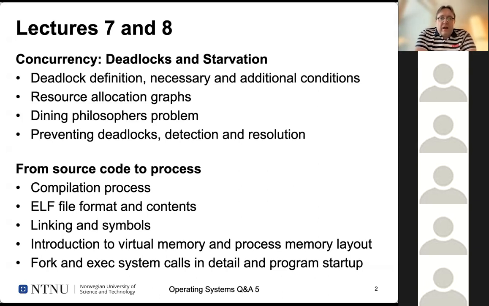So we looked at how we define a deadlock, what the necessary and additional conditions are for a deadlock to occur, and how we can model this inside of an operating system using resource allocation graphs. And then we looked at a classical problem, Dijkstra's dining philosophers problem, which is obviously just a nice example of things that would never happen in the real world. And then we talked about how to prevent deadlocks, and how to detect and possibly resolve them.